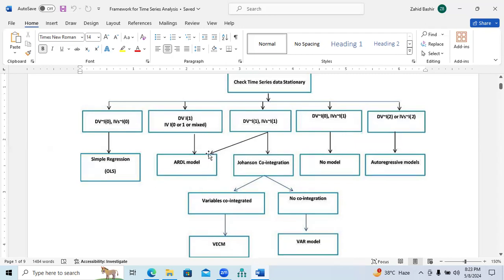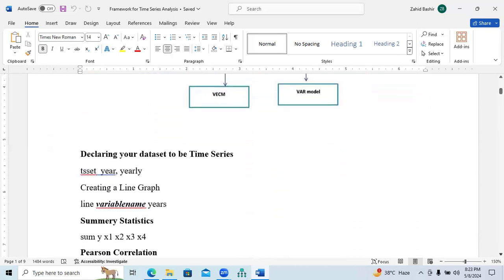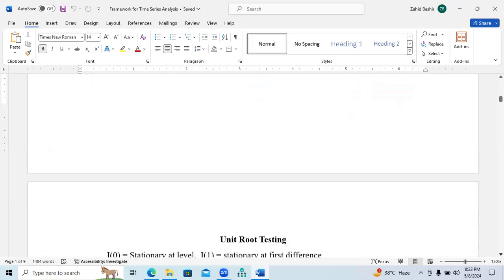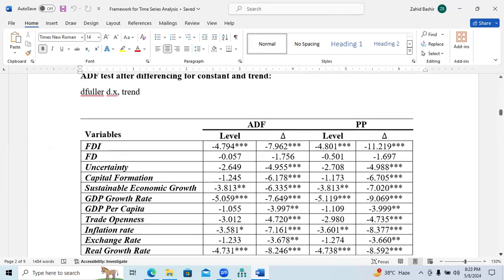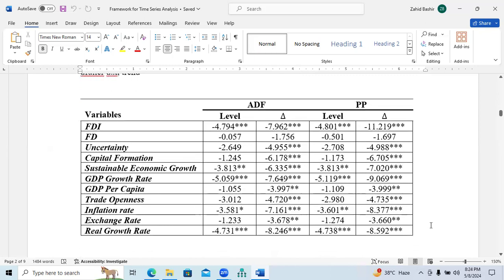So, in order to apply the ARDL model, there are two conditions. In both of these conditions, your DV should be stationary at first difference, and your IV may be stationary at mixed difference or maybe stationary at first difference. In both of these cases, you are going to apply the ARDL model. So let us consider this regression, these unit root estimates, as we have discussed in detail how to estimate unit root testing. If you see here, the first column of the ADF part indicates the unit root at level.